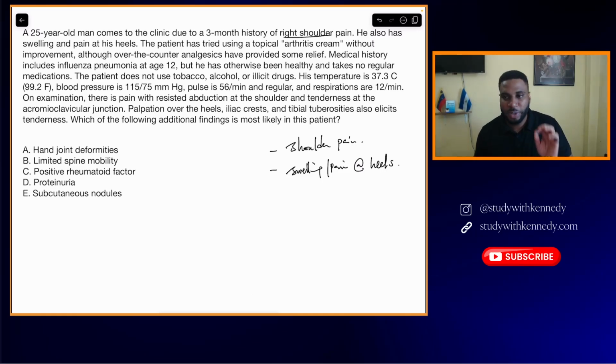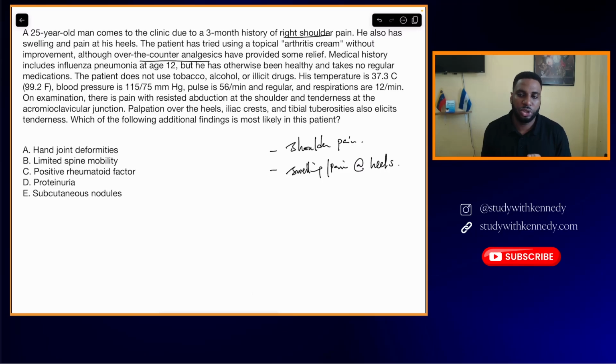All right. The patient has tried using a topical arthritis cream without improvement, although the over-the-counter analgesics have provided some relief. Analgesics, OTCs, NSAIDs, maybe ibuprofen kind of thing, have helped him. Medical history includes influenza pneumonia at age 12, probably useless to this, but he has otherwise been healthy, takes no regular medications. The patient does not use tobacco, alcohol, or illicit drugs. His temperature is normal, blood pressure is normal, pulse is fine and regular, respirations are normal.